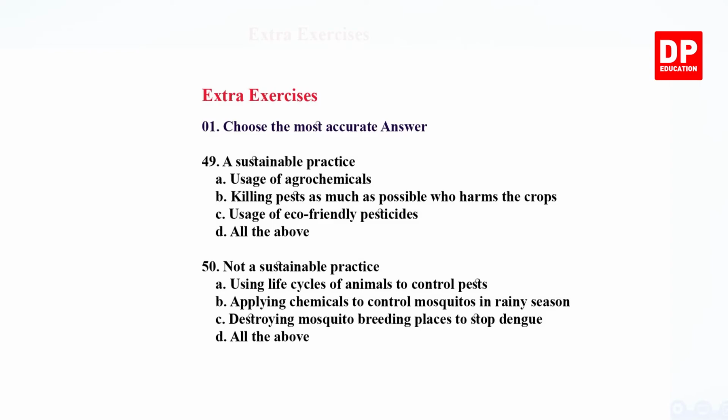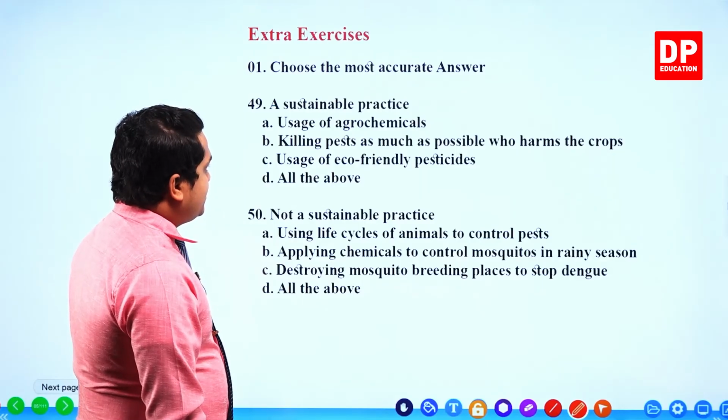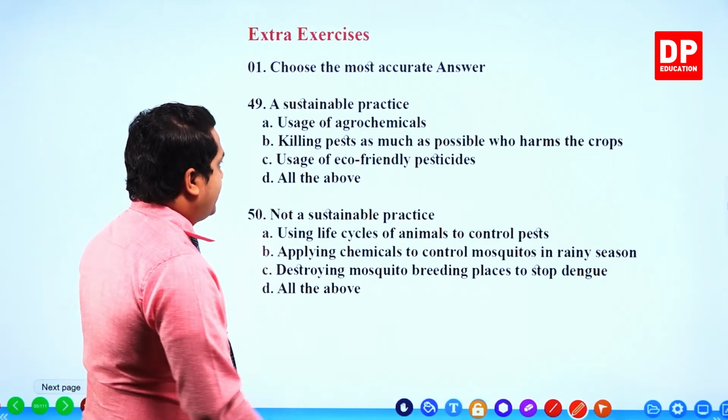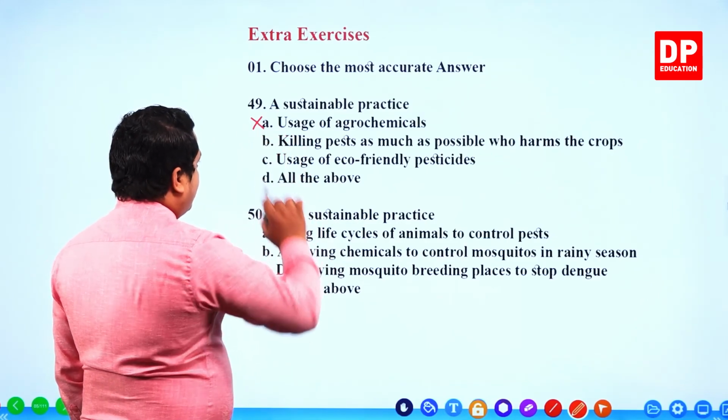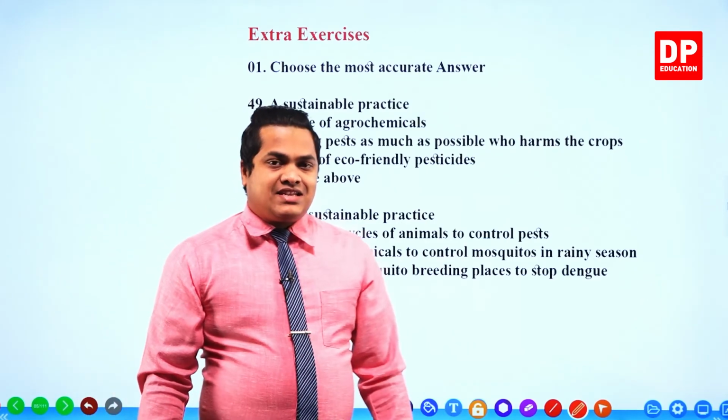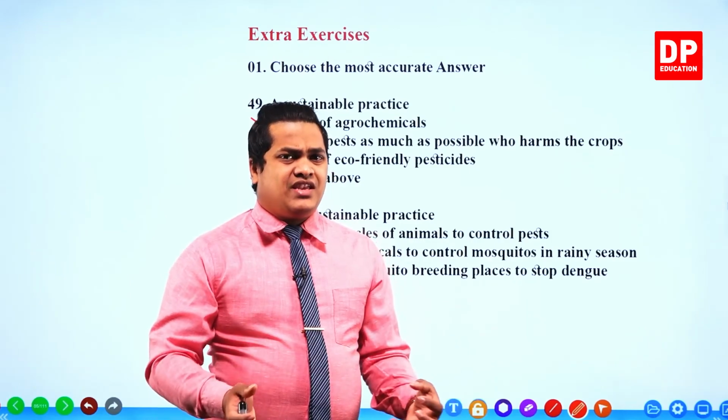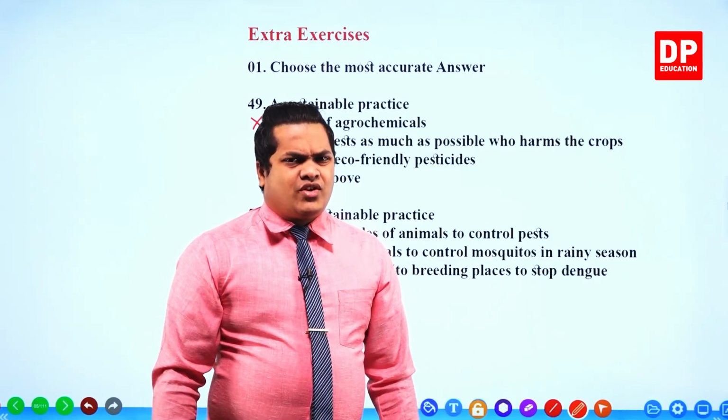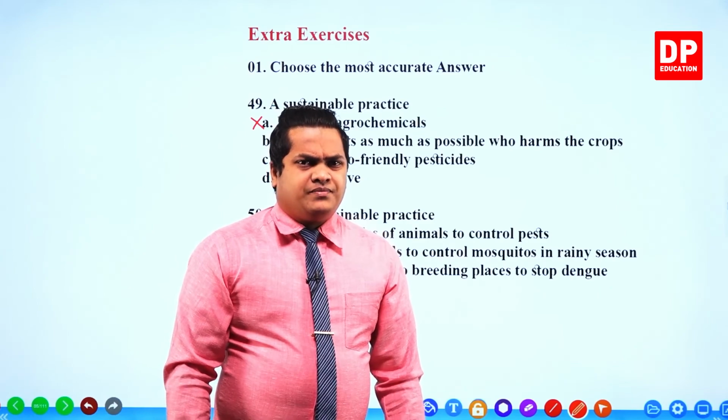A sustainable practice. Sustainable practice means a good practice, right? A good thing to follow, right? We'll see. Usage of agrochemicals. Incorrect. I told you that usage of agrochemicals is not a good sustainable practice. It's going to damage the environment heavily. So, it's not a good practice at all.